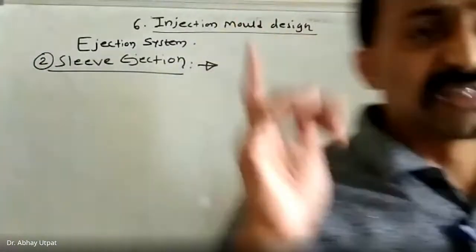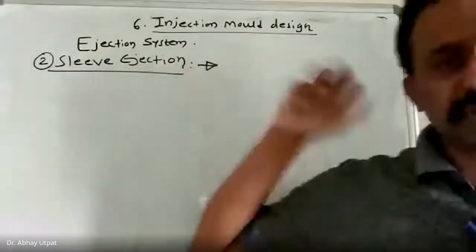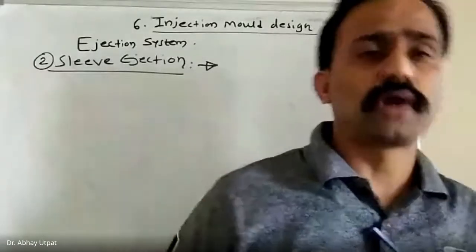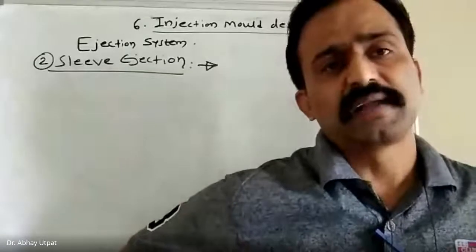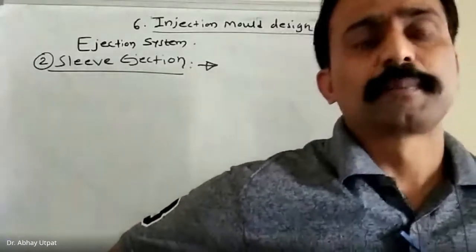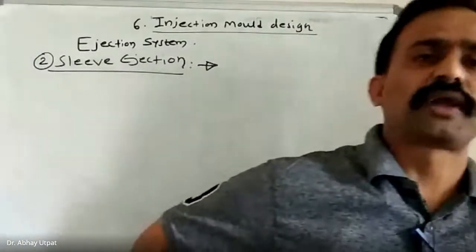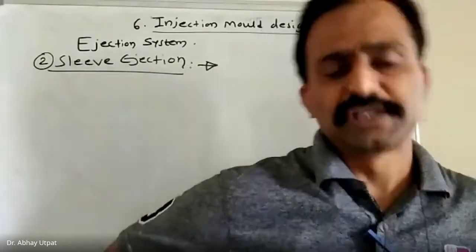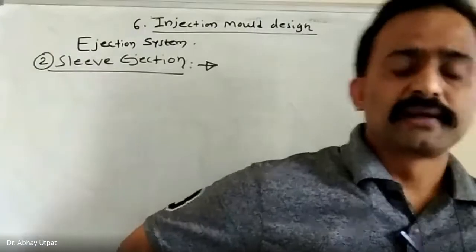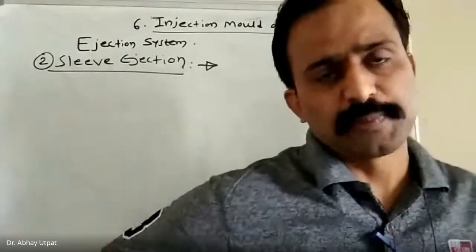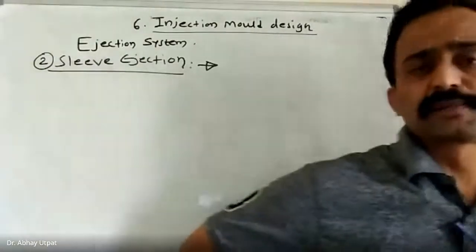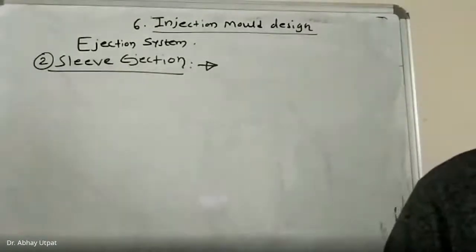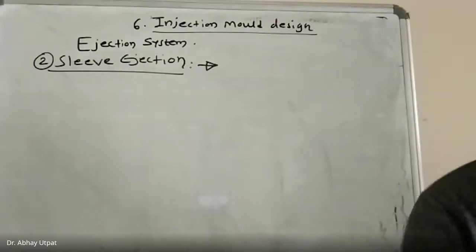So the sleeve ejection system is used for some typical components where you can't locate the pins, and if you try to locate the pin it may slip and you cannot get your product properly held and supported by the ejection mechanism. So to avoid it, depending upon the size and shape of the component, the ejection mechanism is changed and made as a sleeve mechanism.